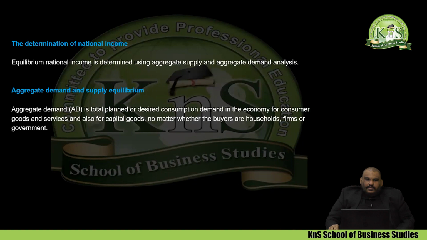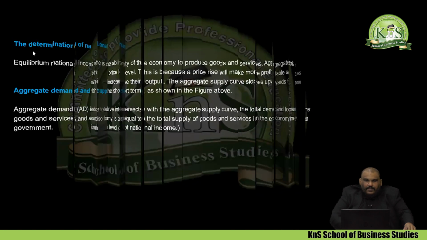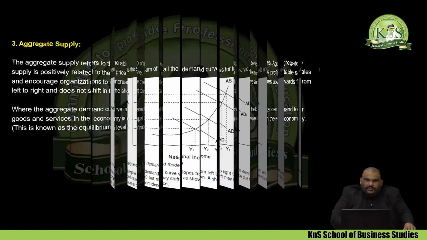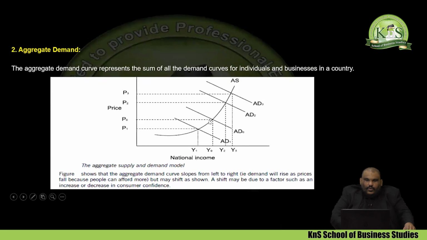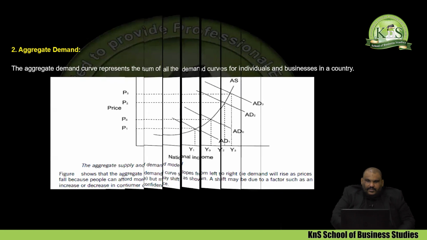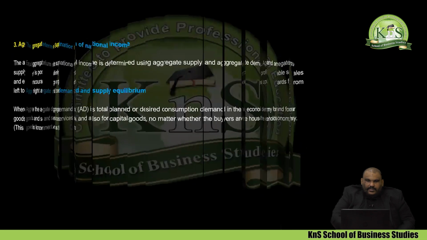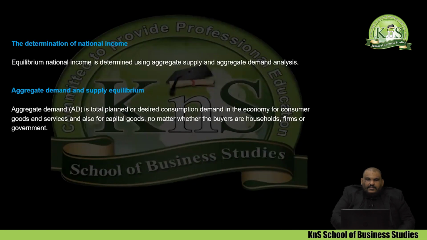Then we have the definition of national income and aggregate demand and supply. Let's take a look. Equilibrium national income is determined using aggregate supply and demand analysis. Yes, we saw that in the previous diagram right over here, right? Whenever AS and AD meet, that's going to create the equilibrium level of national income, okay? All right, let's move ahead. And aggregate demand and supply, we have already covered. Let's move ahead.